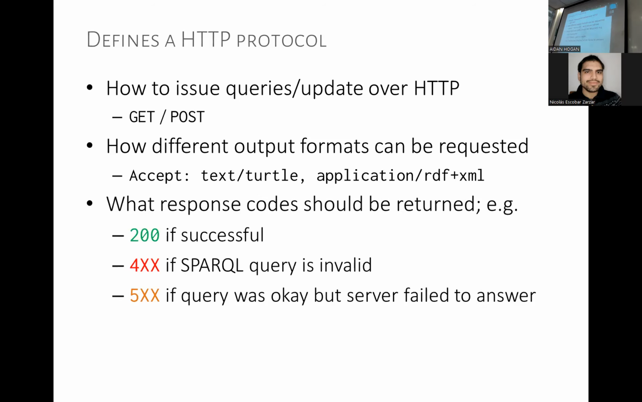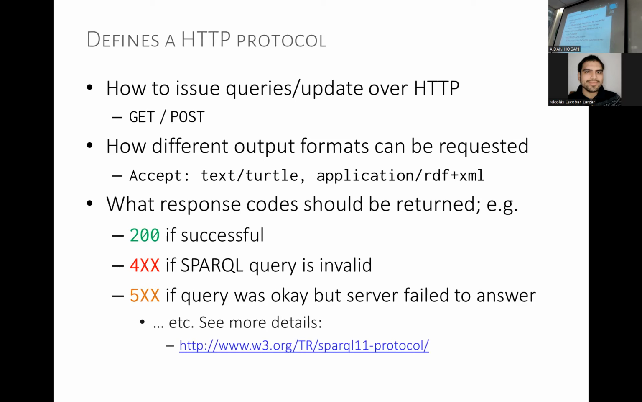What response code should be returned? So for example, you should return 200, okay, some 4xx problem if the SPARQL query is invalid, or some 5xx problem if the query is okay, but the server failed to answer because the query was too expensive or the server was too busy or what have you. So the protocol defines all this. If you understand a little bit about web architecture and so forth, it's pretty standard. It's what you would expect. There's nothing too crazy here.